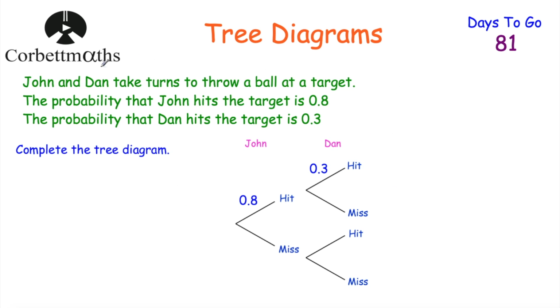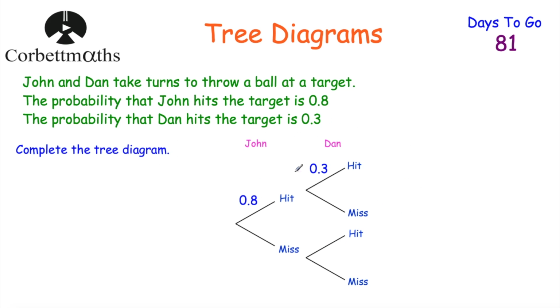Okay, so here we've got a tree diagram. We're told that John and Dan take turns throwing a ball at a target. So John's going to throw a ball at a target, and then Dan's going to throw a ball at a target. And then we've got this tree diagram, and we're told the probability that John hits the target is 0.8. The probability that Dan hits the target is 0.3. So John's better at hitting the target than Dan is, because Dan's probability of hitting it is only 0.3. And we've been asked to complete the tree diagram.